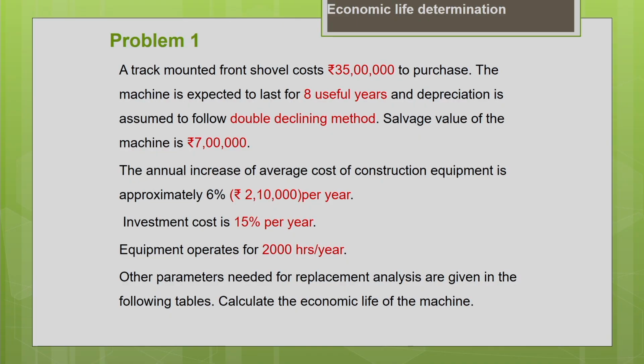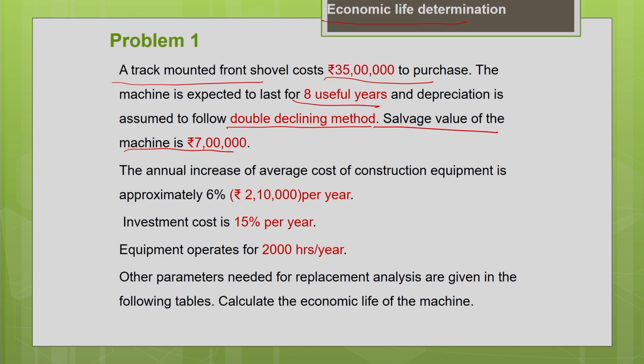Now let us work out an example. In this example, we are going to see how to estimate the economic life of the machine. Here we are going to estimate the economic life for a track mounted French shovel whose purchase price is 35 lakh. The machine is expected to last for 8 useful years, and the depreciation is assumed to follow the double declining balance method. At the end of the 8 years, you will be able to sell the machine at the cost of rupees 7 lakh. That means the salvage value of the machine is 7 lakh.